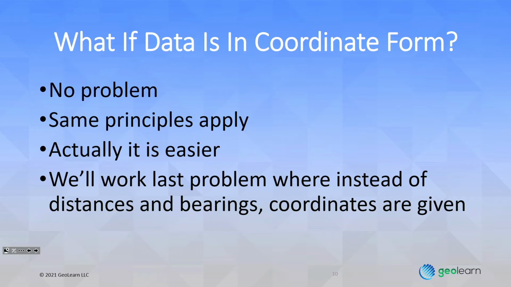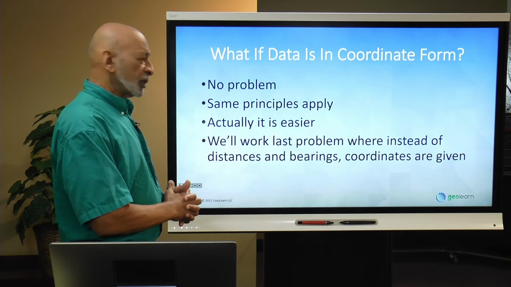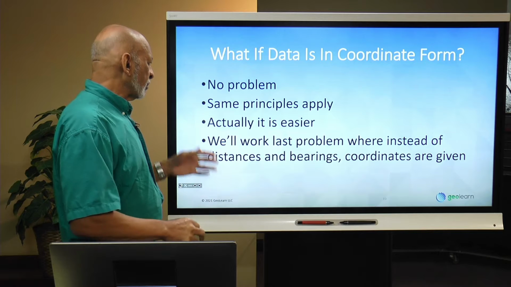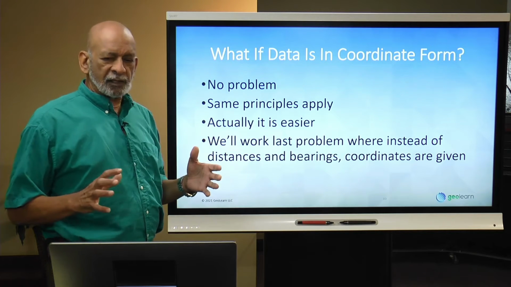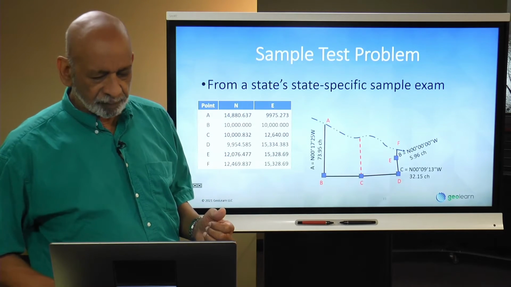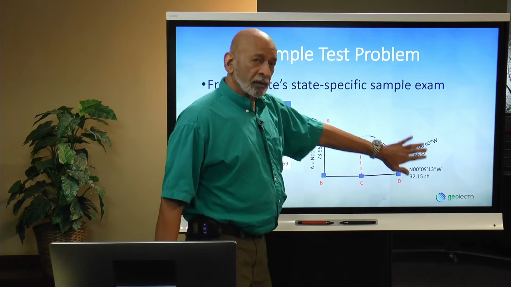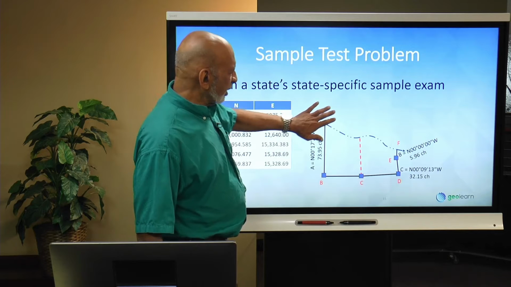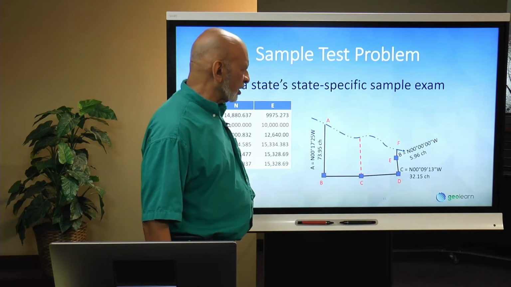Well, the first thing I have to say in response to that is no problem. The same principles apply, and actually it is easier, as you'll see here very soon. So we're going to work the last problem where instead of distances and bearings, coordinates are given. So here's the problem that I originally had over here. Ignore the A, B, C, D, E, F. If you ignore the A, B, C, D, E, F, you'll see it's exactly the same problem.